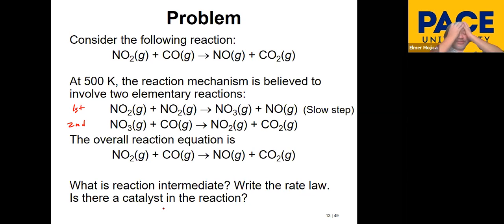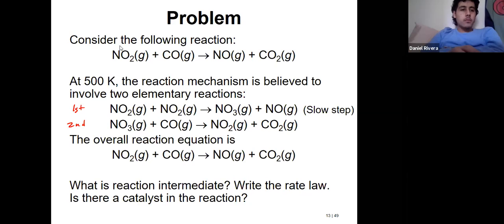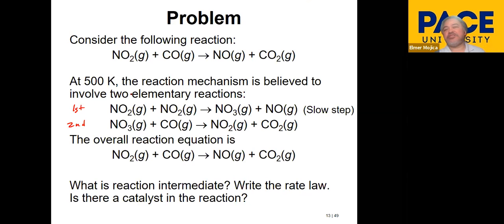So there's an additional form here. Do we have an intermediate here? Yes or no? Anyone? No. Do we have an intermediate here? So what's our definition of intermediate? Produced and used. So you have an NO3 here that was used as NO3 in the next step. So that is our intermediate.